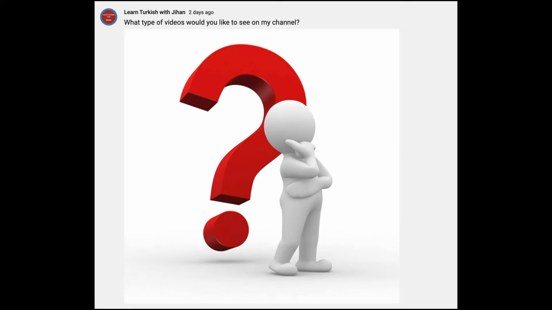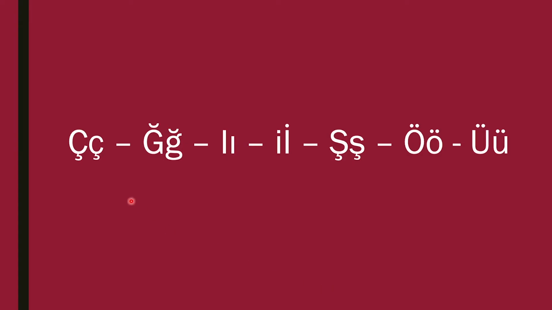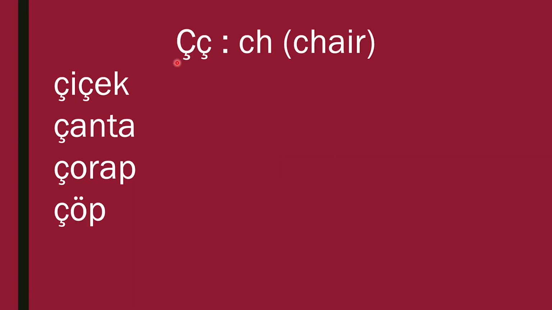So let's start. These are the letters that are found in the Turkish language but not in the English language. We will see how each one is spelled with some examples. The first letter is this one, the capital letter and the small letter. It is pronounced the same as ch in English. An example here, chair. See this ch? This is how this letter is pronounced.